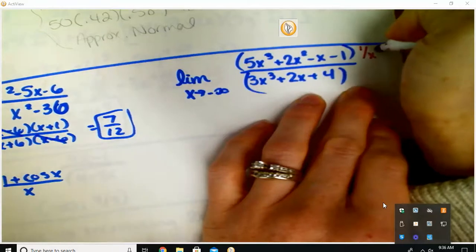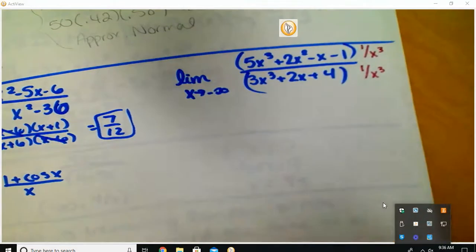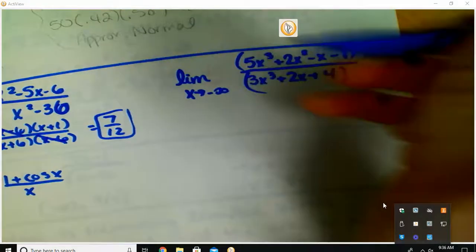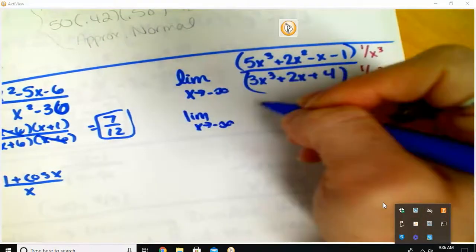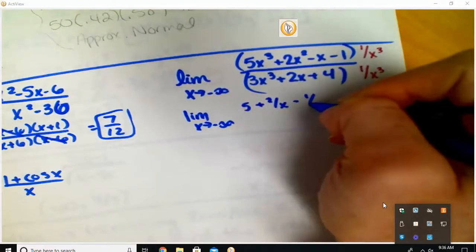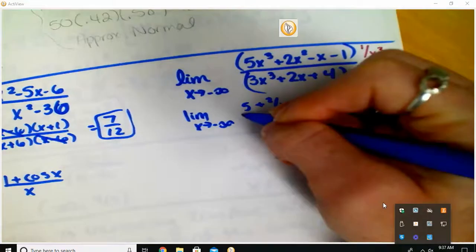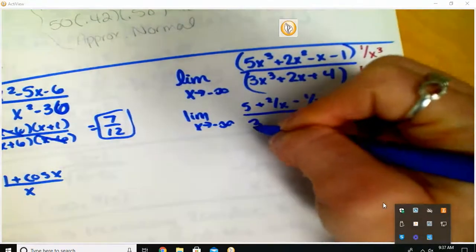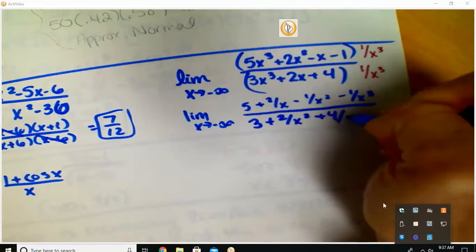Which in this case is x cubed. So if I take everything times 1 over x cubed, I get a 5 plus 2 over x minus 1 over x squared minus 1 over x cubed, over 3 plus 2 over x squared plus 4 over x cubed.